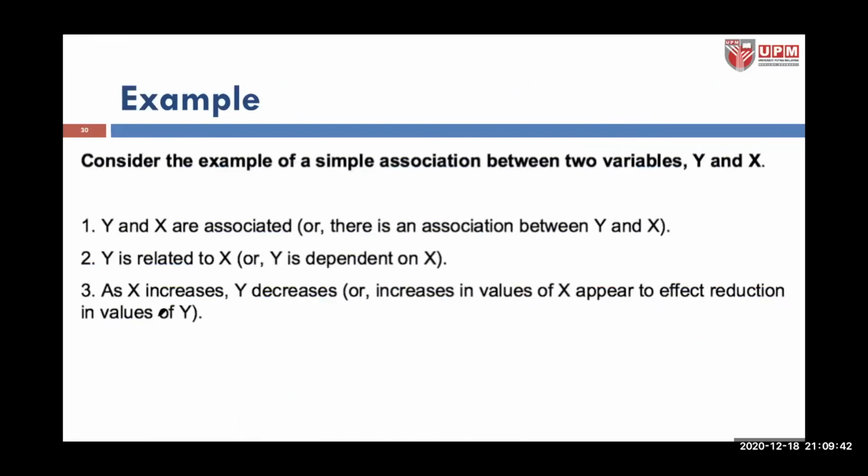Consider the example of a simple association between two variables. We have y and x. You can also have temperature and pressure, for example. So y and x are associated, or there is an association between y and x. Y is related to x, or y is dependent on x. As x increases, y decreases, or increases in values of x appear to affect a reduction in values of y. So you can try to find out how y is being affected by x, or vice versa.